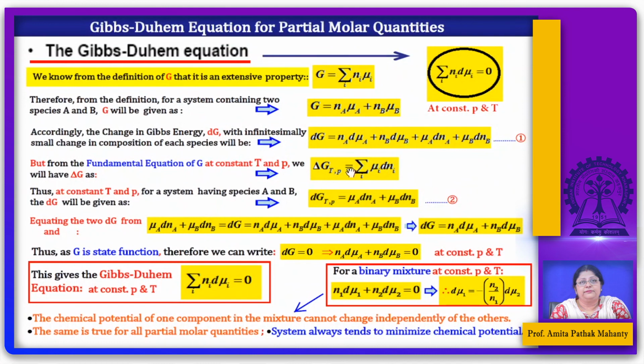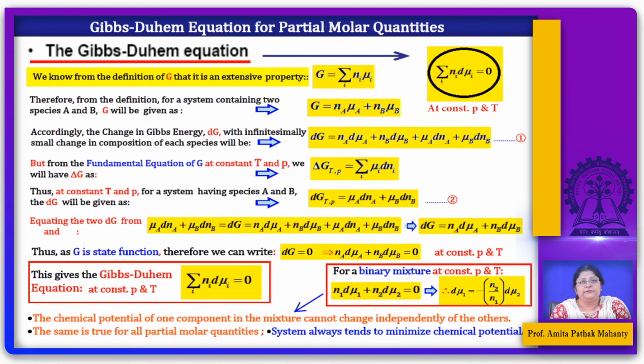Initially, the fundamental equation of G was the chemical potential into the change in number of moles, summed over the species. But in the Gibbs-Duhem equation, you have the number of moles of a particular species into the change in chemical potential of the ith species, summed over all the components in the system, equal to 0. That means for a binary mixture at a given temperature and pressure, with 1 and 2 as the two components, the moles of 1 into the change in chemical potential of 1 plus the moles of 2 into the change in chemical potential of 2 should be equal to 0. Or otherwise, the change in chemical potential of 1 is equal to minus n2 by n1 into the change in chemical potential of 2.